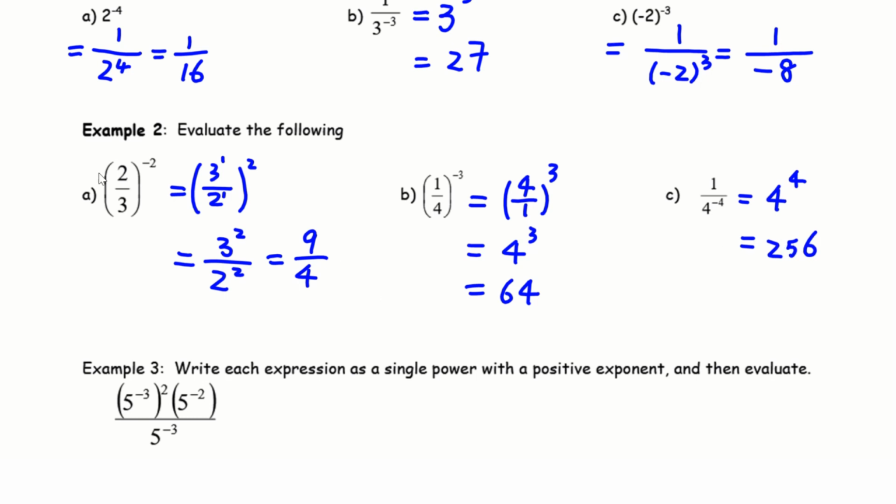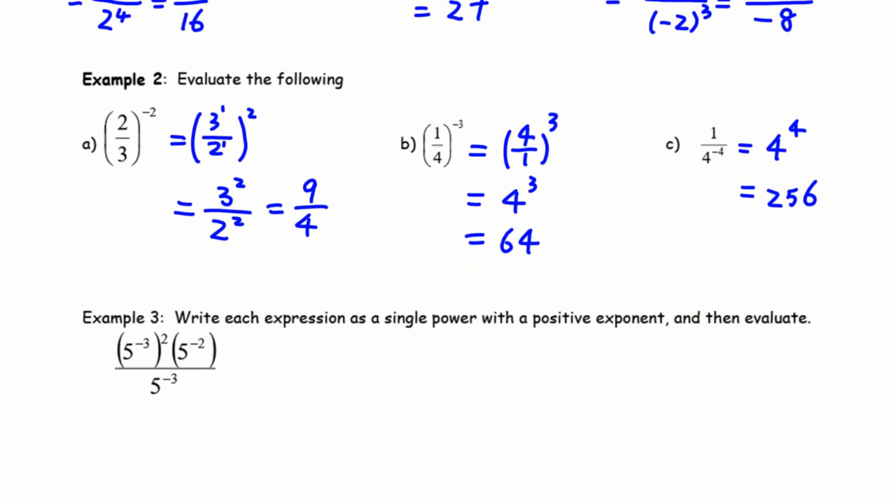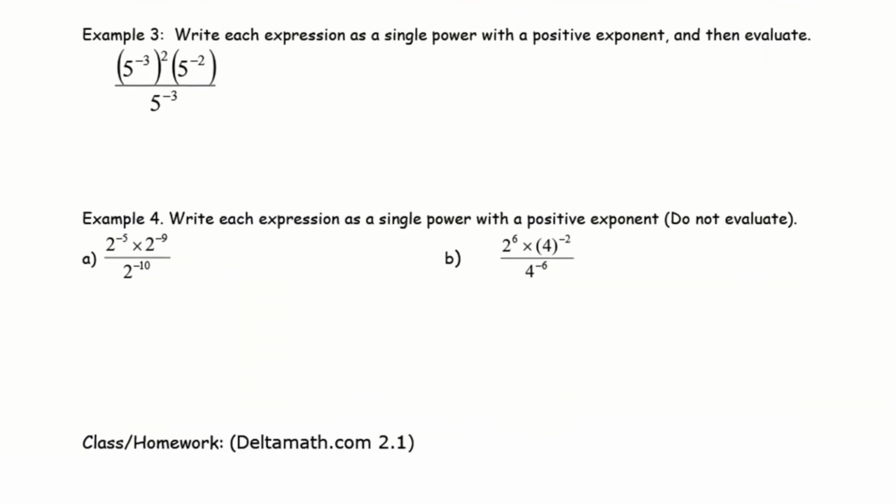So example 3, write each expression as a single power, then evaluate. So they have the same base. We just need to apply the exponent rules to combine them to a single power. So 5 to the exponent negative 3, then squared, power of power is multiplication, negative 3 times 2. Then 5 to the exponent negative 2, all over 5 to the exponent negative 3.